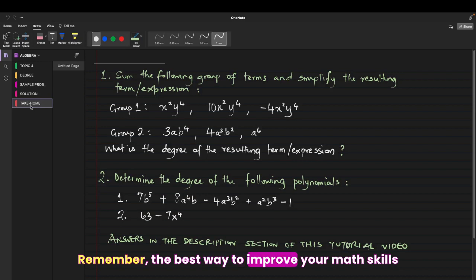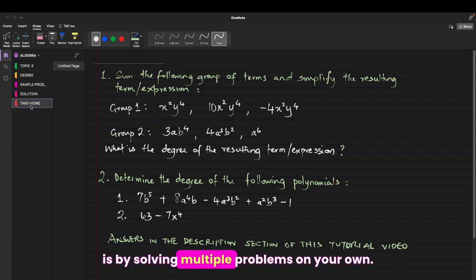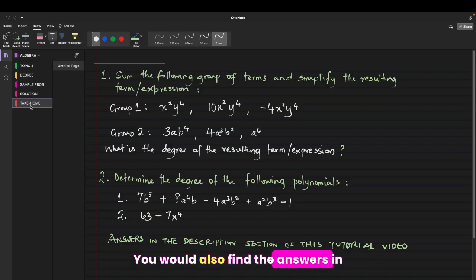The best way to improve your math skills is by solving multiple problems on your own. You would also find the answers in the description section of this tutorial.